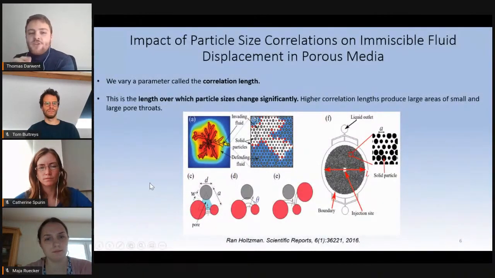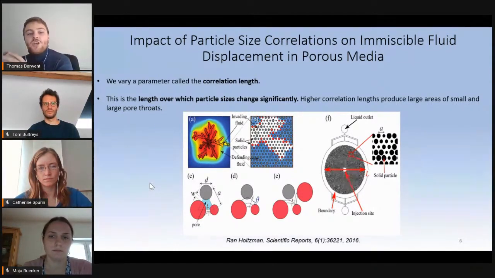So the first project, as mentioned, was talking about something called the particle size correlation length. So what we mean by that is it's a length over which the particle sizes change significantly. So you can have a disordered system by having everything on a lattice position and you have large and small pillars next to each other. So if you had a large pillar and a small pillar, and it was surrounded by small pillars, that would be a low correlation length because the particle size has changed significantly over a small distance.